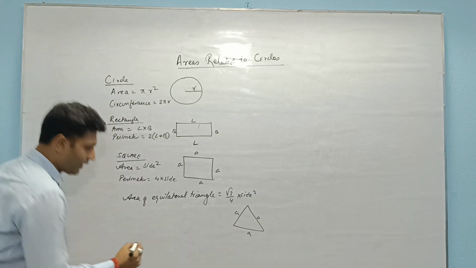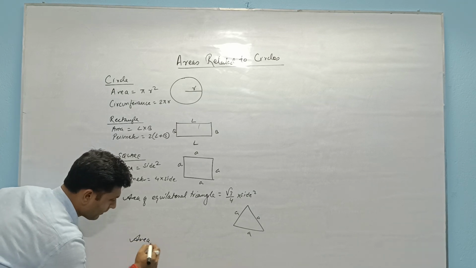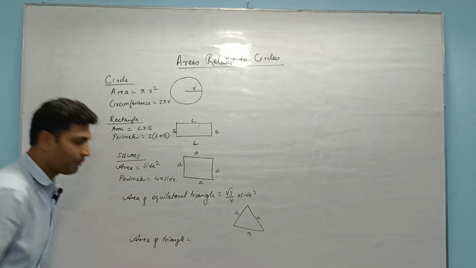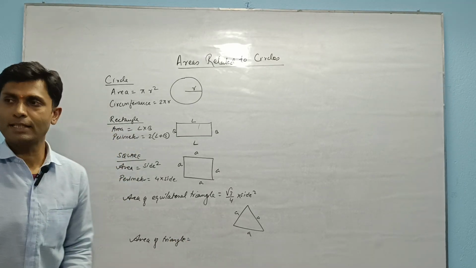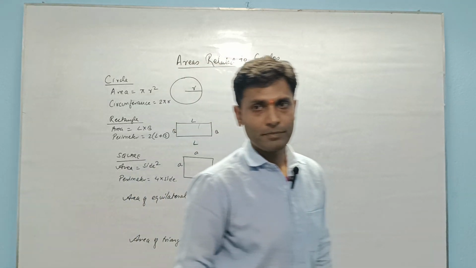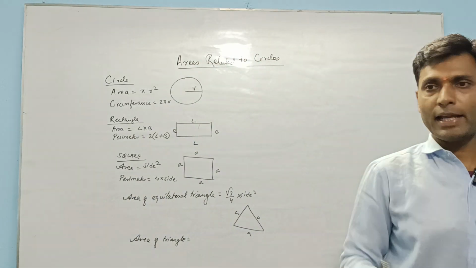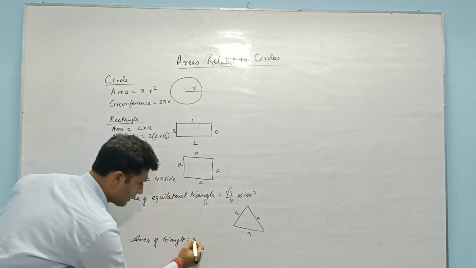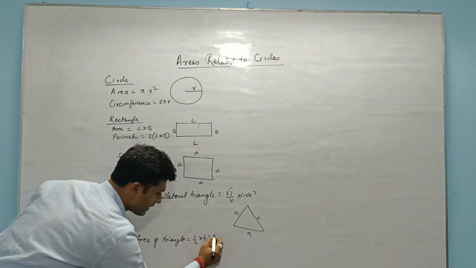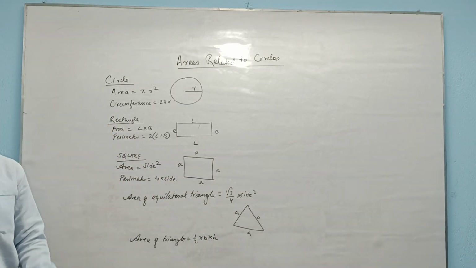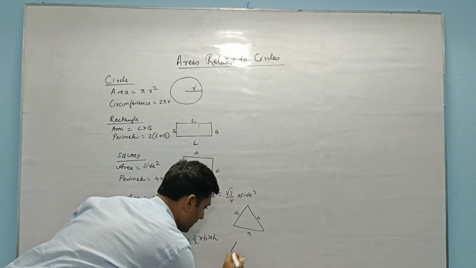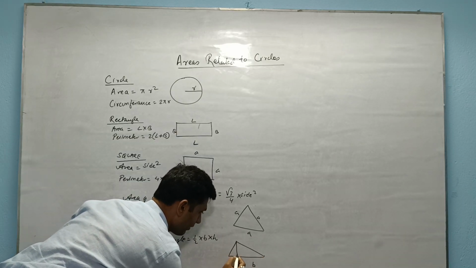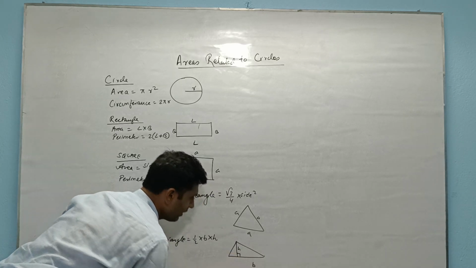Then we can have another formula for area of triangle. If the base and the height of the triangle is given, then we can use the formula that is half into base into height. This is half into base into height of any triangle, okay? Let's say this is the triangle, this is the base, and from here when you draw the perpendicular, this becomes the height.